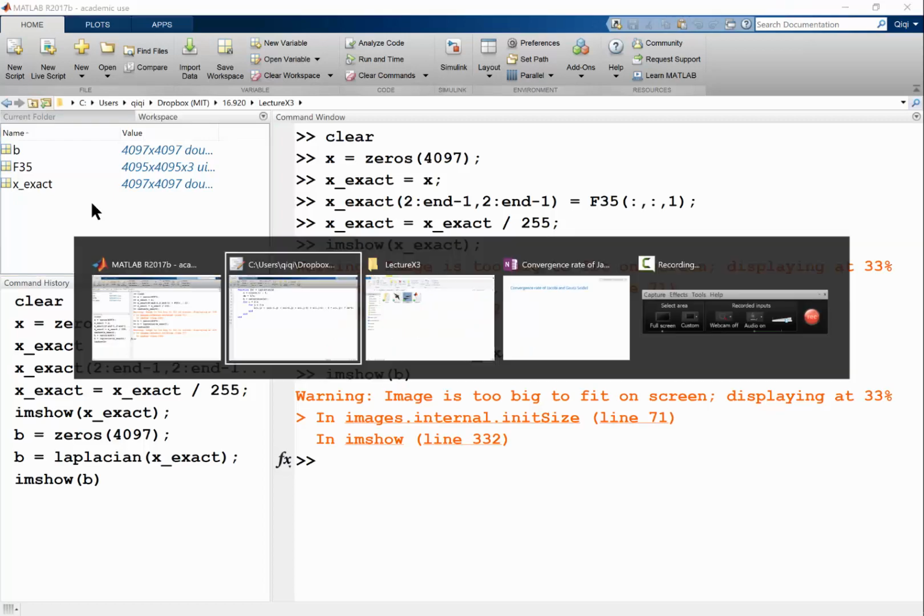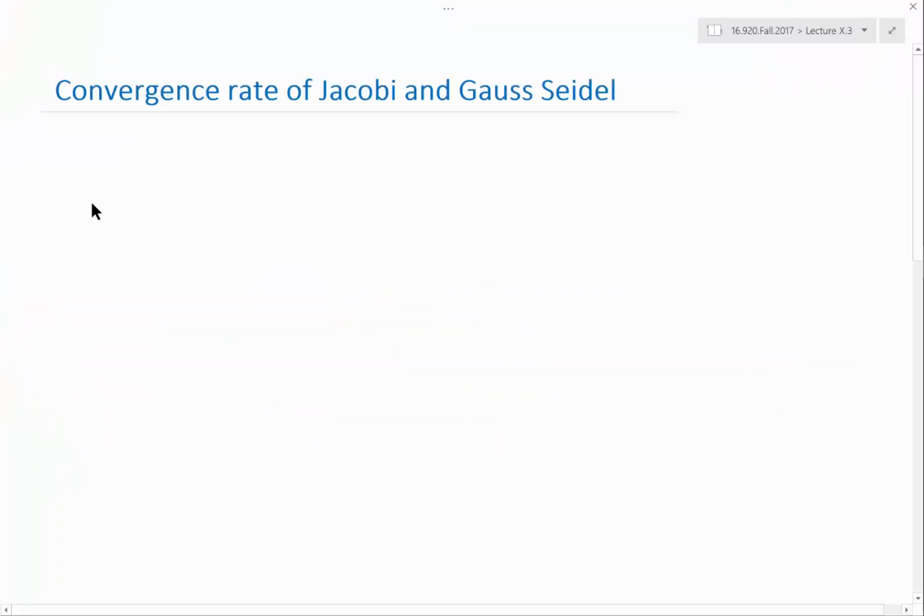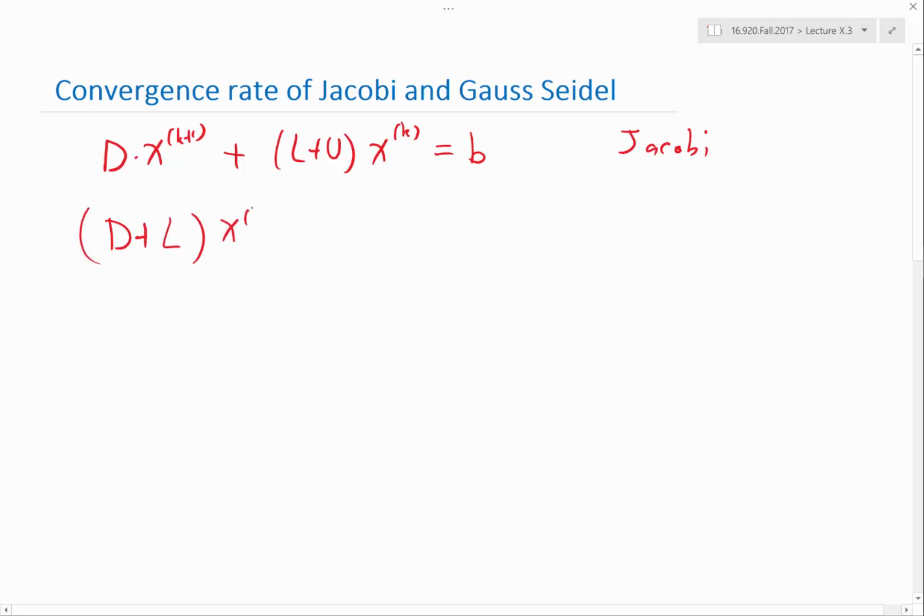We have learned that, so just as a reminder, for Jacobi we have D times x at the k plus 1th iteration plus L plus U, the lower and upper diagonal components of the matrix, times xk, equal to B. So this is Jacobi. For Gauss Seidel, we have D plus L times xk plus 1 plus U times xk is equal to B. This is Gauss Seidel.